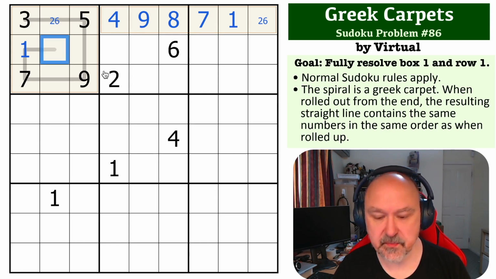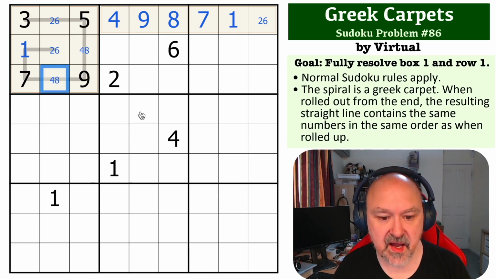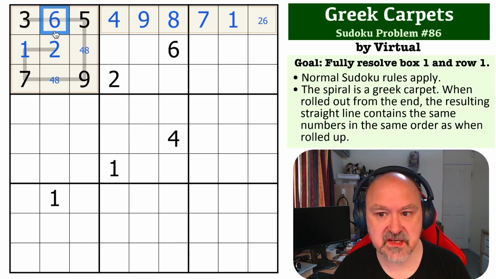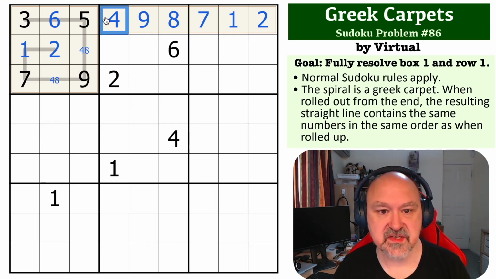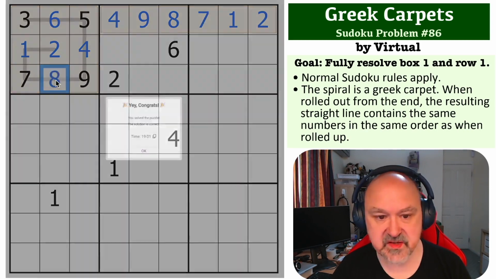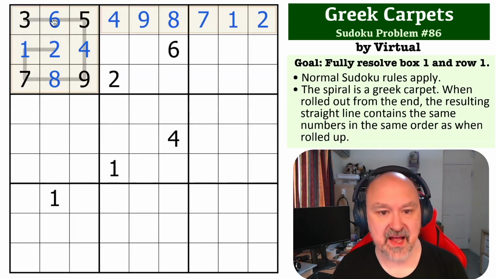This 2-6 here becomes a 2-6 here. These become the 4 and the 8. And this 6 here resolves the 2 and the 6. And this 2 makes this the 2. And the 4, 8 are resolved by, oh, of course, this is the 4, which is the fourth digit on the carpet. So this becomes the 4 and this becomes the 8. And that is the solution to the Greek carpet because it had to be in the same order.